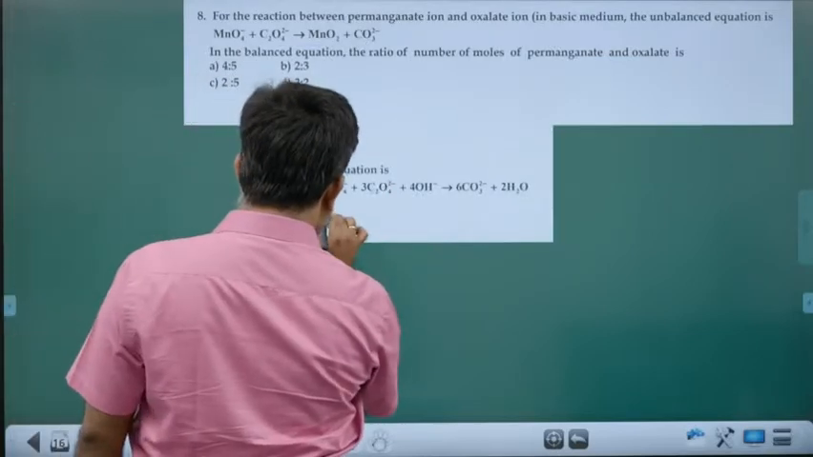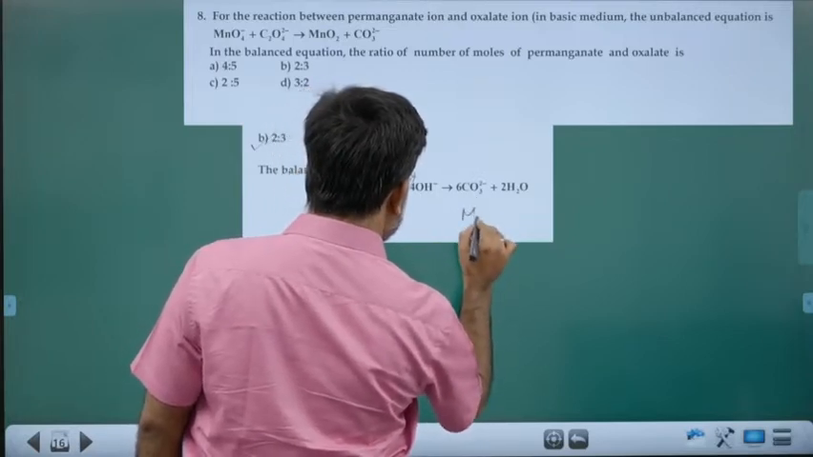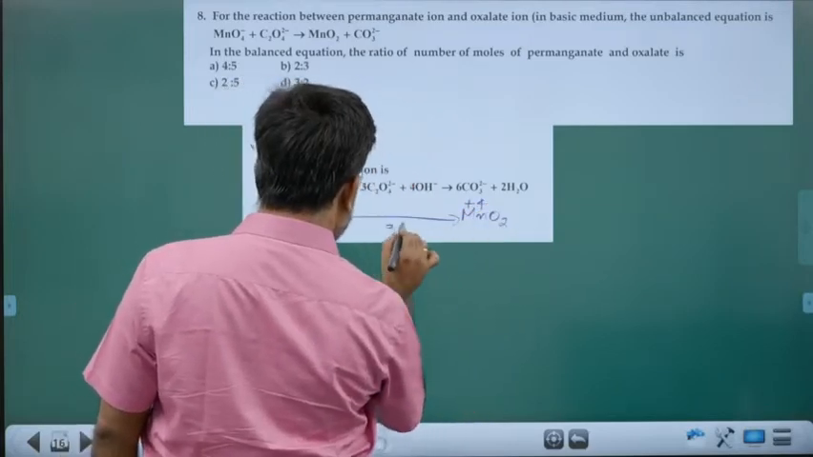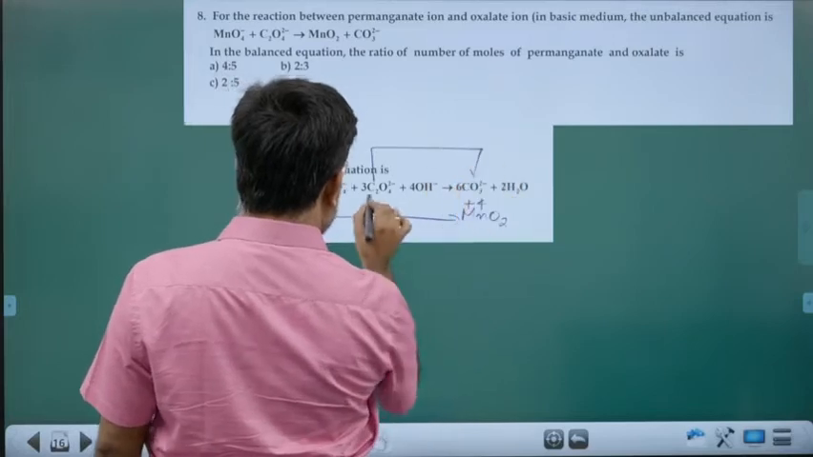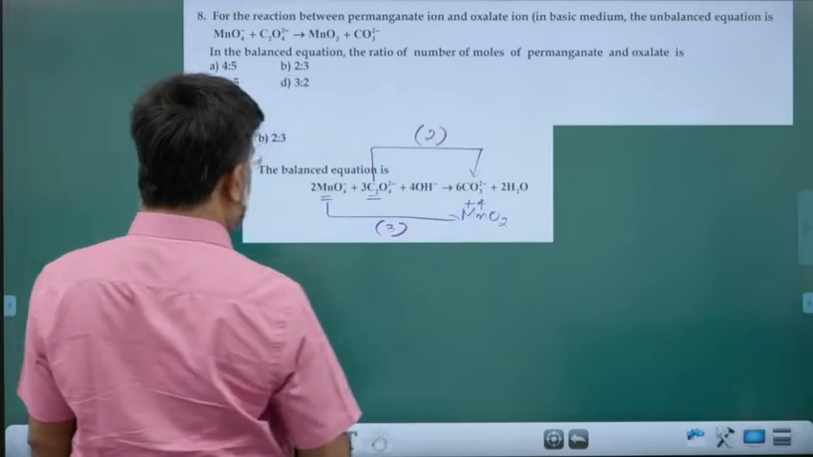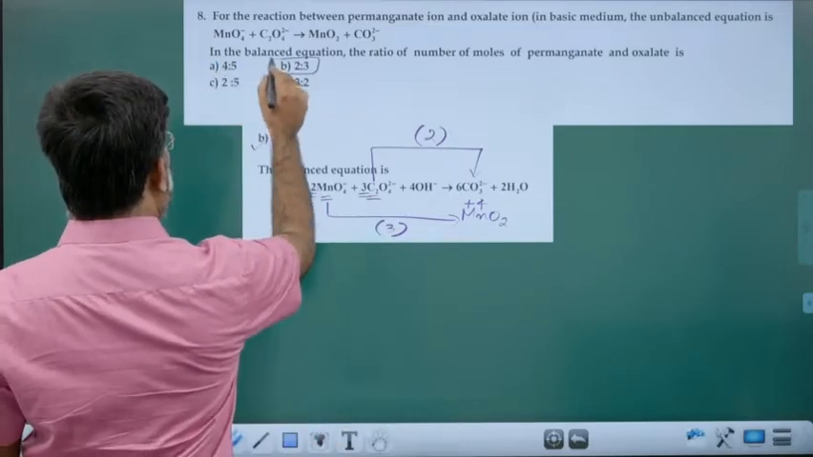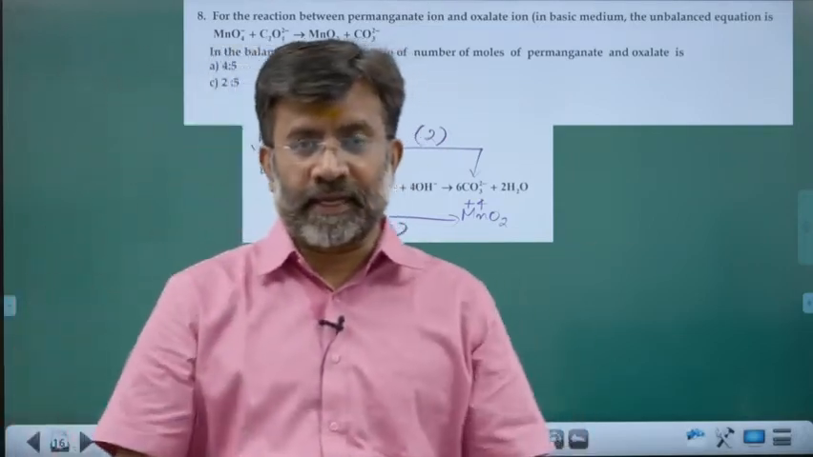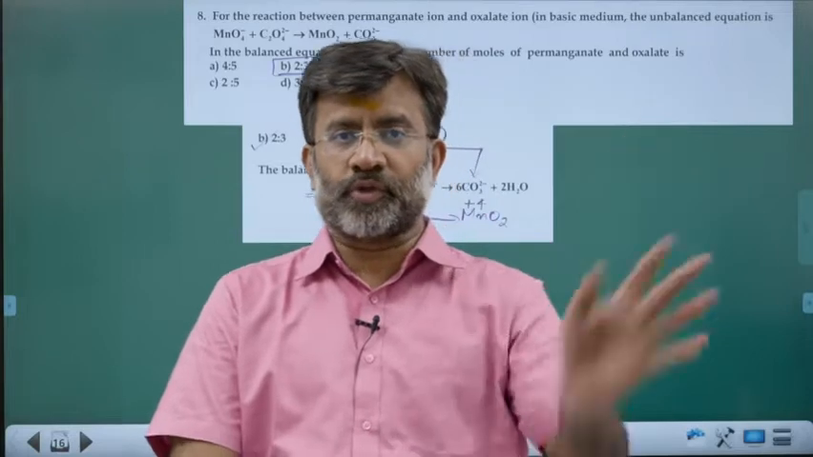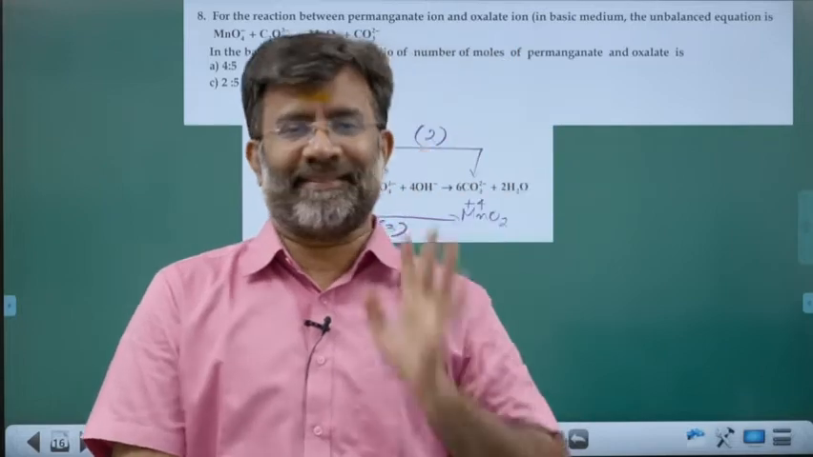You see, plus 7 changes to MnO2, plus 4. So the N factor here is 3. And this, as I said, plus 3 changes to plus 4. N factor 2. So 2 will come here and 3 will come here. It is 2:3, option B. So see that one word when changes, the answer will change. In acid medium, it is going to be 2:5. While in alkaline medium, it is going to be 2:3.